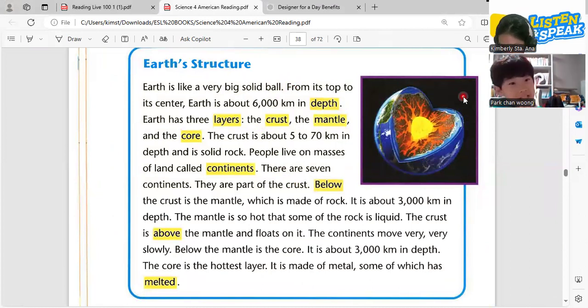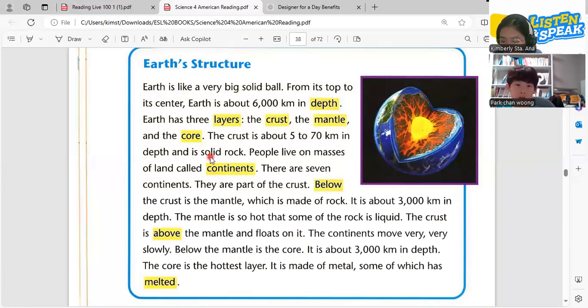Let's start, please. Earth is like a very big solid ball. From its top to its center, Earth is about 6,000 kilometers in depth. Earth has three layers: the crust, the mantle, and the core. The crust is about 5 to 70 kilometers in depth and is solid rock. People live on masses of land called continents. There are seven continents. They are part of the crust.